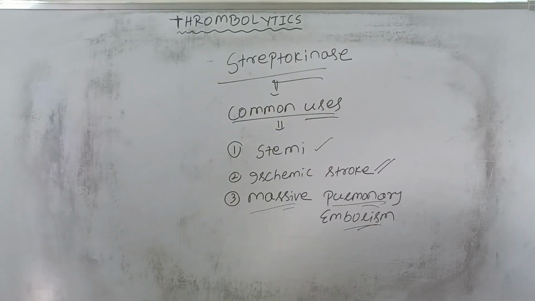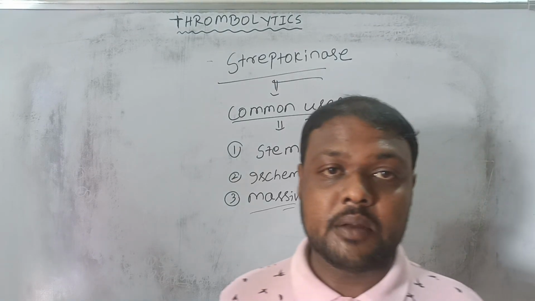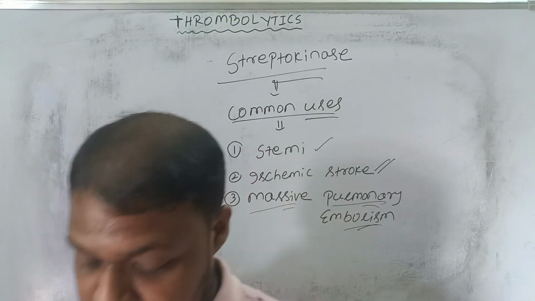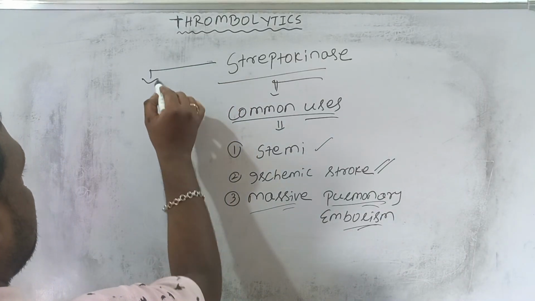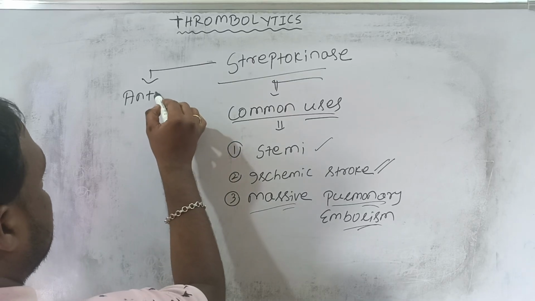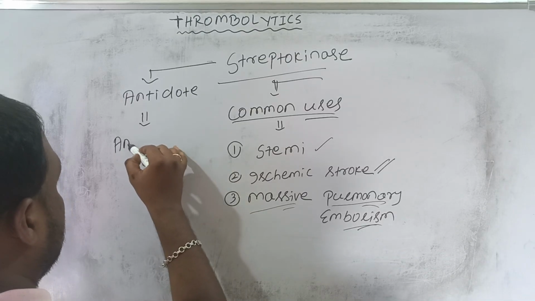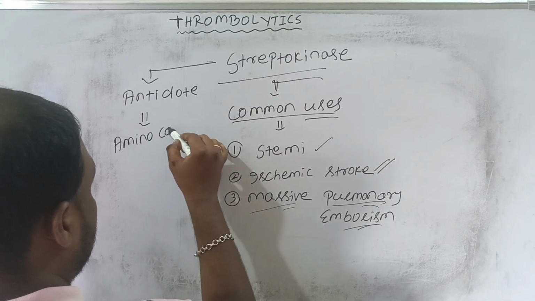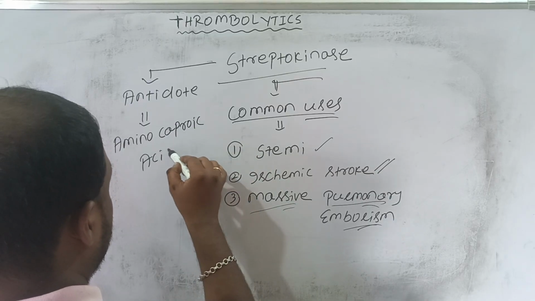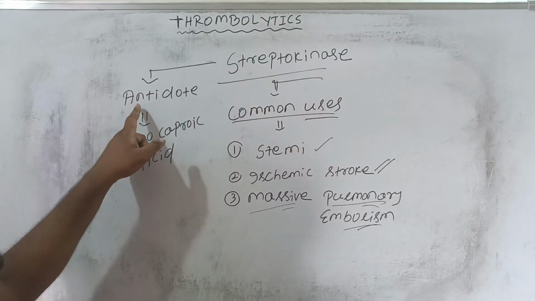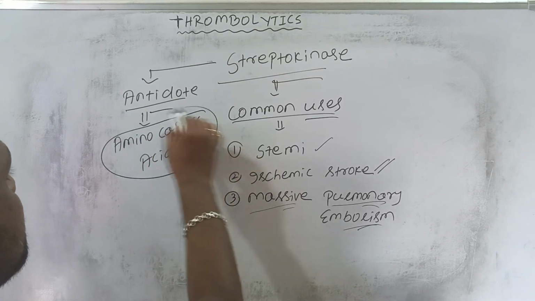Then the antidote. The antidote of streptokinase is aminocaproic acid. It is important to remember: the antidote of streptokinase is aminocaproic acid.